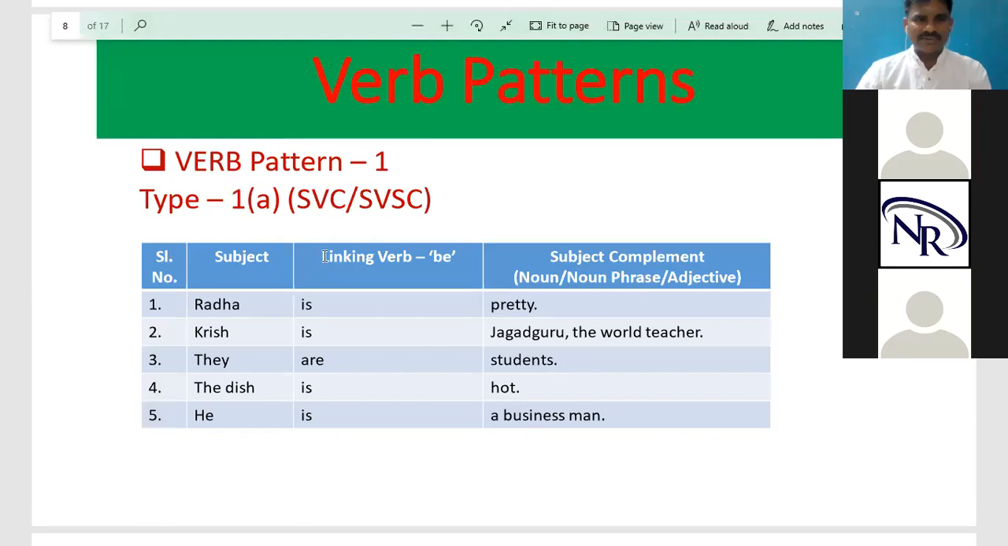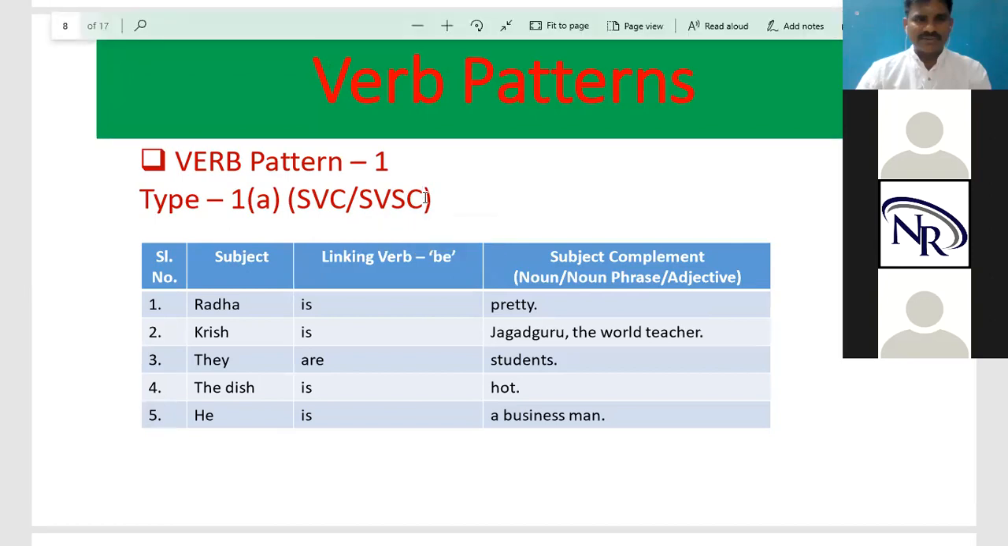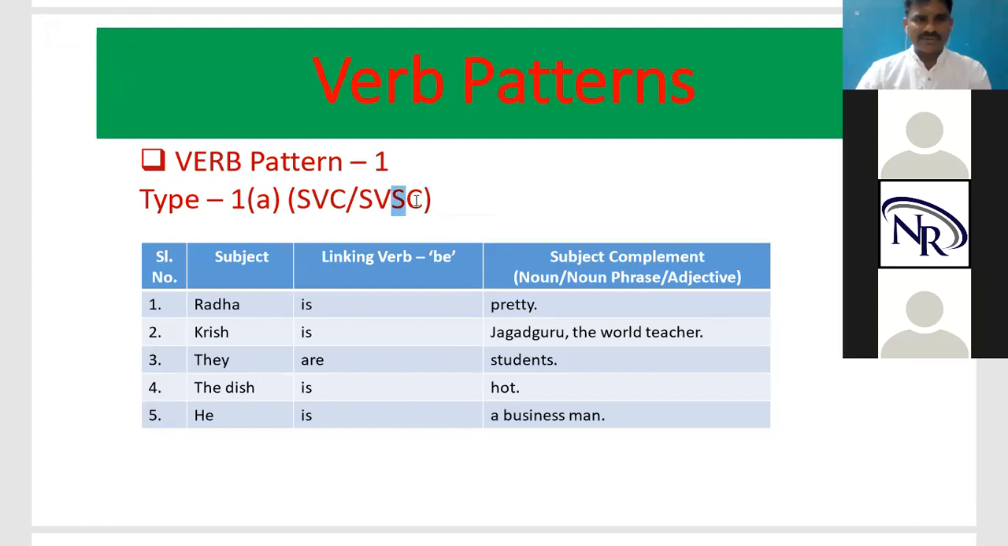First one, type 1, SVC. S means subject, V means verb, and C means complement. Complement means something that gives information about the subject or verb. Subject complements and verb complements are there. Complements add information about what the sentence is talking about.